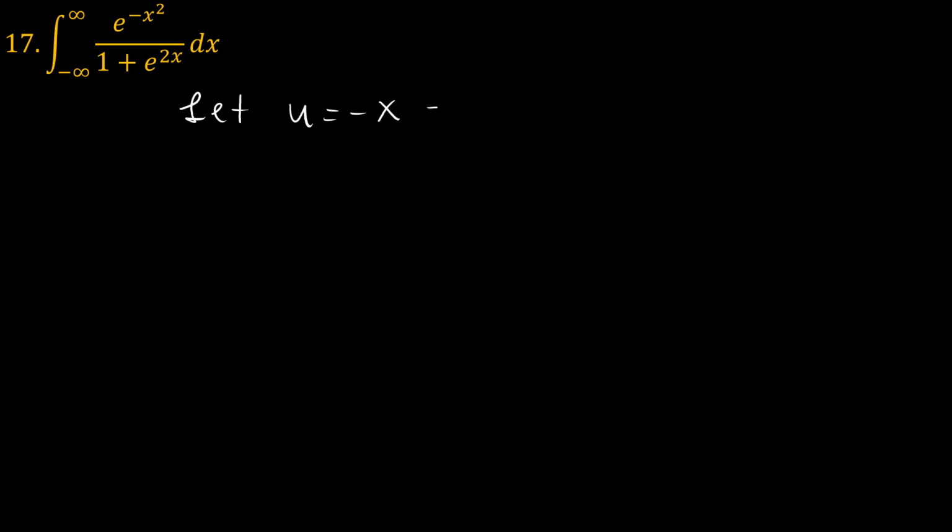So problem number 17, which is the definite integral from x tending to negative infinity to x tending to infinity of e to the power negative x squared over 1 plus e to the power 2x. A couple of things. Let's try to invert this. So let's say let u be equal to negative x such that du equals negative dx.